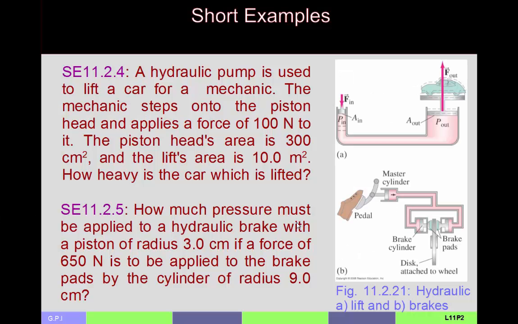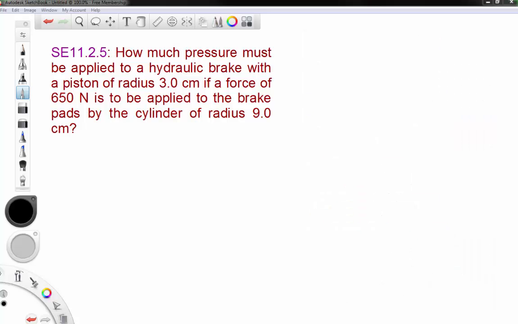All right, our other example has to do with hydraulic brakes. Suppose that the piston of your hydraulic brake has a 3 centimeter radius, and suppose that when you slam on the brakes, you can muster 650 newtons of force being applied to the brake pads from a cylinder of radius 9 centimeters. So how much pressure do you need to apply to this cylinder in order to have that happen, and consequently how much force do you need to apply?